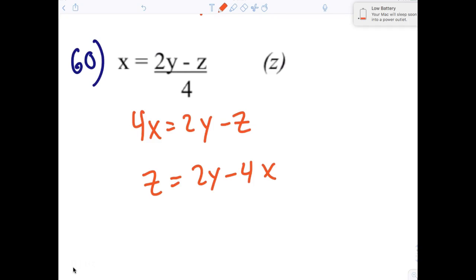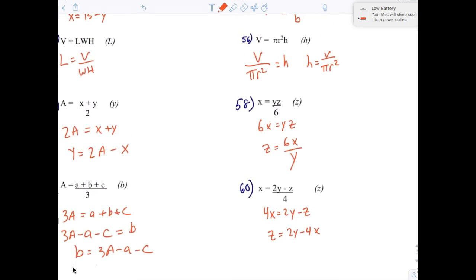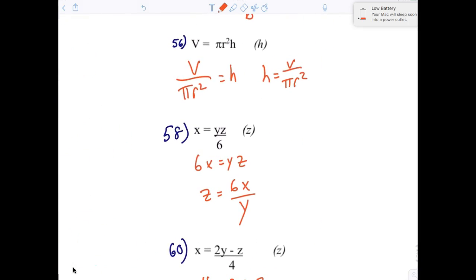Can you go back up to 56? Yeah, let's look at 56 real quick. Take a look. You see it? All right. Everybody good? All right, guys. I'm going to post it right now.